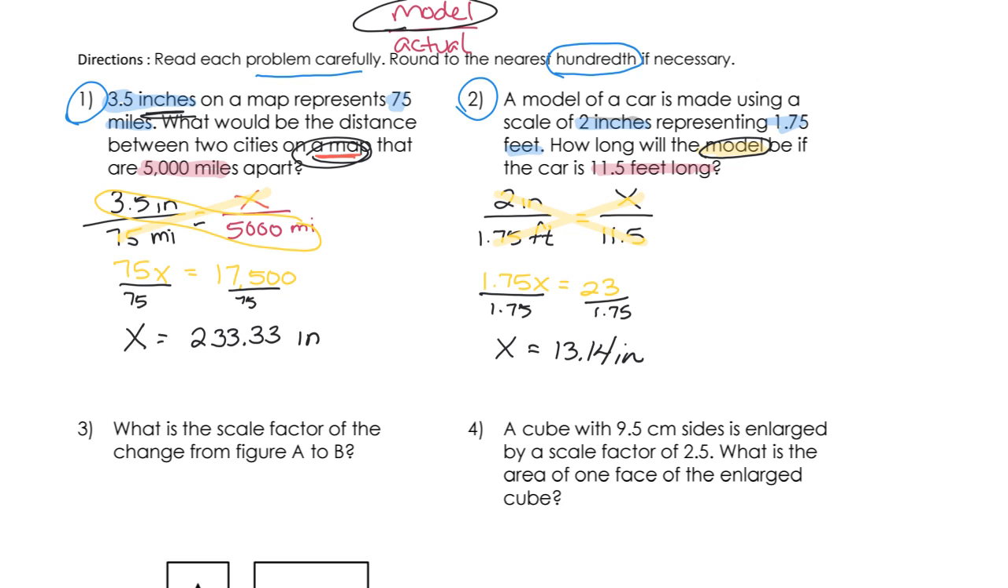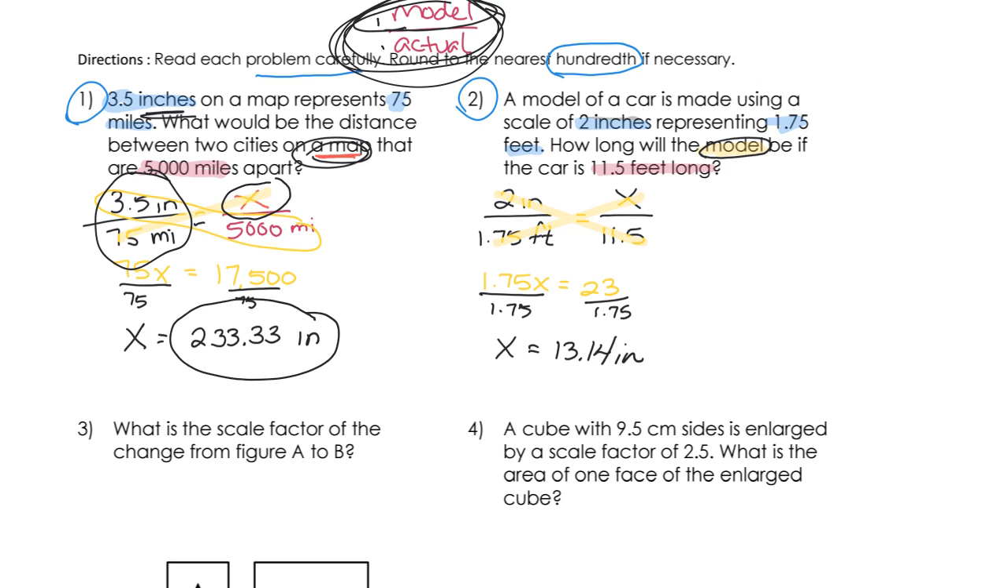Okay, so number 1, you should have gotten 233.33 inches because you were finding the model. Okay, we needed to find the model given the scale of 3.5 inches to 75 miles, which again is the first half of our proportion, equal to model over actual. You're going to have to memorize this, model over actual. Okay, and then once I did that, you just cross multiplied and solved. Same thing for number 2, so I'm just going to keep on going.